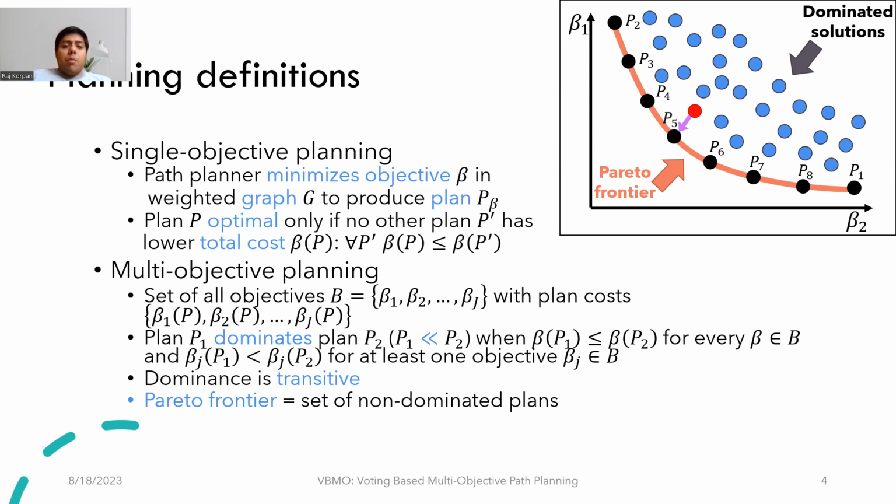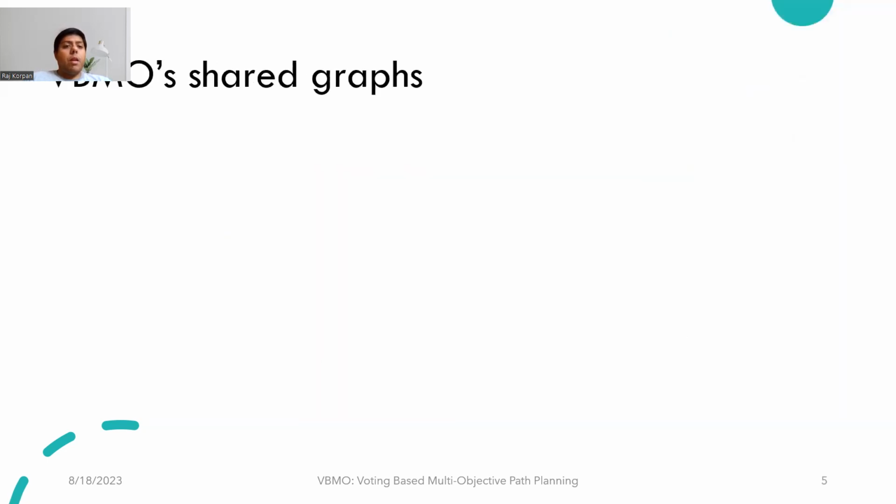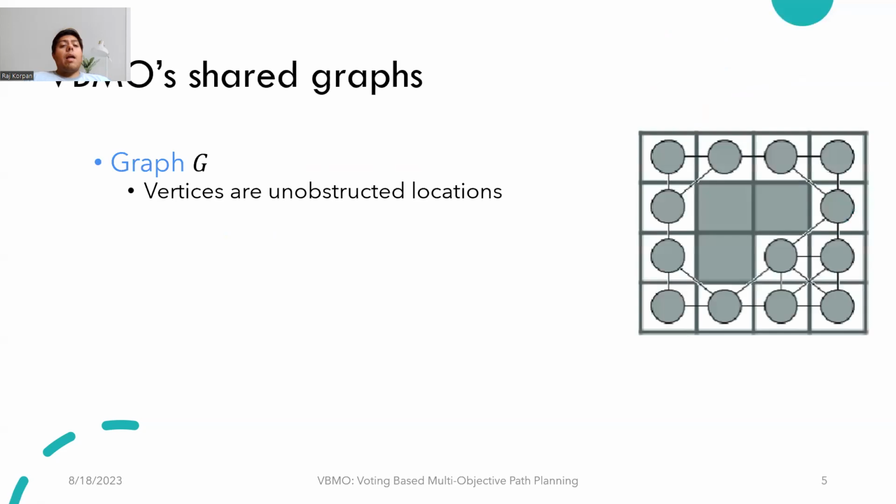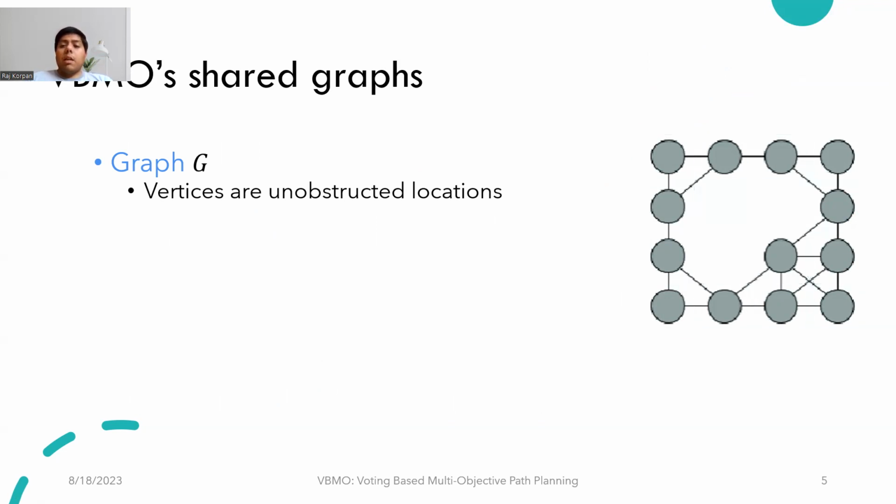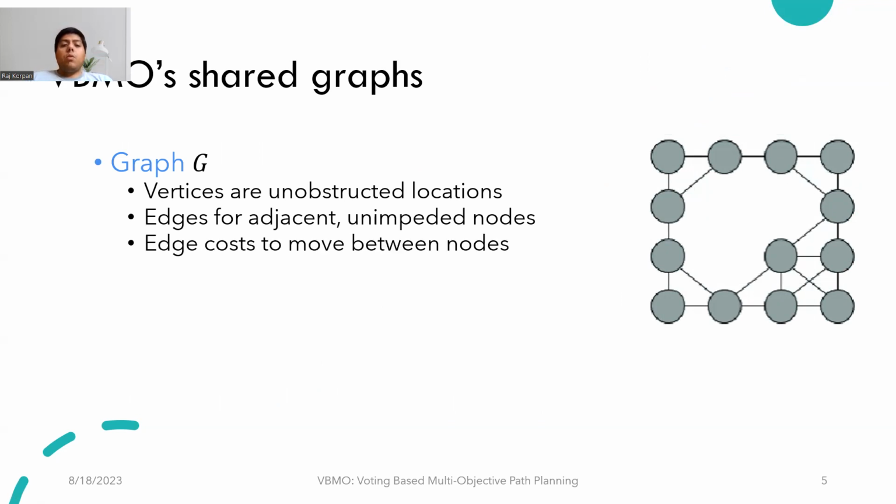Unlike single objective planning, where you can have a single plan that is optimal, in multi-objective planning you now have a set of plans and you have to choose among them the ones that are along the frontier. So VBMO is relying on the fact that in the multi-objective context, the underlying graph is the same. So here we have a graph G, the vertices are unobstructed locations in that environment, and we can create edges between adjacent unimpeded nodes.